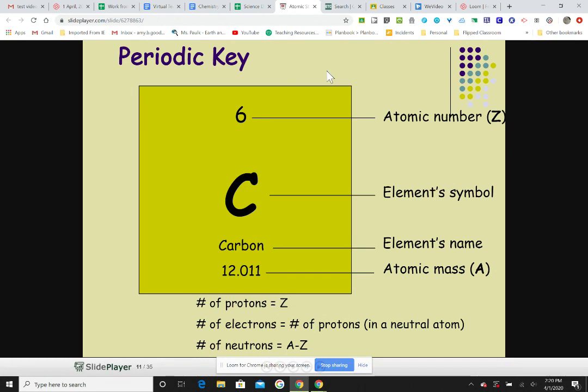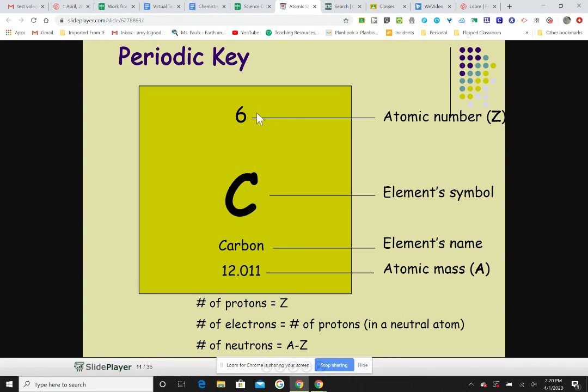So I want you to be looking at this screen. If you can see up here at the top, the number that is at the top is your atomic number. In this case, they have just labeled it as Z. But be mindful, you will not see that on the actual periodic table.